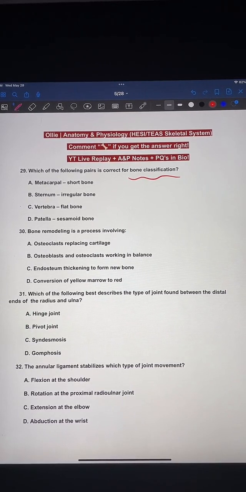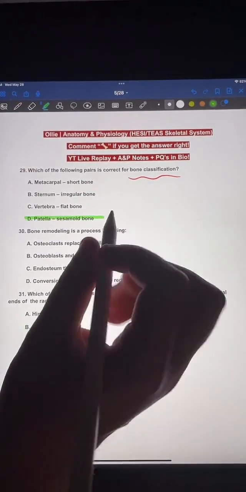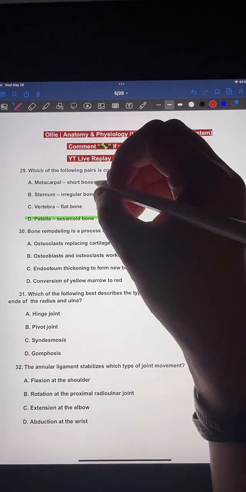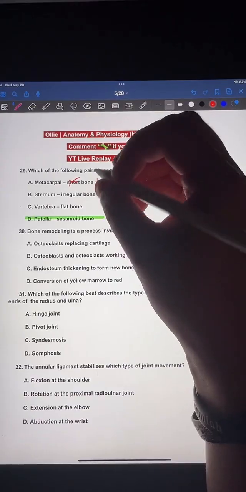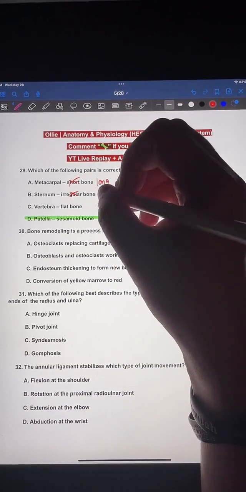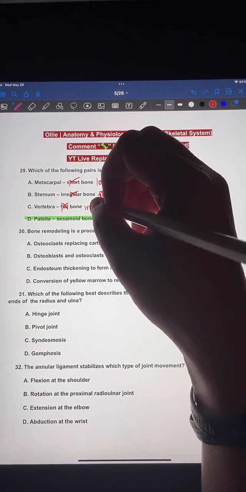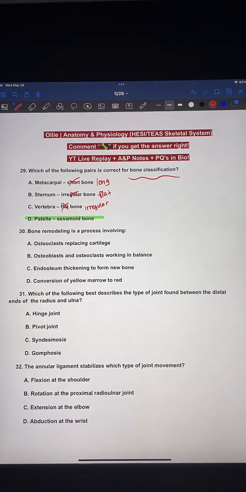Number 29, the correct answer is D. If you got it right, drop down the bone in the comments section: the patella with the sesamoid bone. The patella is our classic sesamoid bone. That's essentially a flat bone that's more so surrounded and formed in tendons. The metacarpals and short metacarpals are long bones. The sternum is not an irregular bone. This is a flat bone. And the vertebrae is an irregular bone. Patella is a sesamoid bone because it is formed within the tendons.